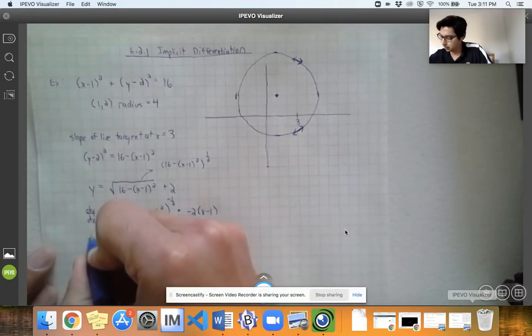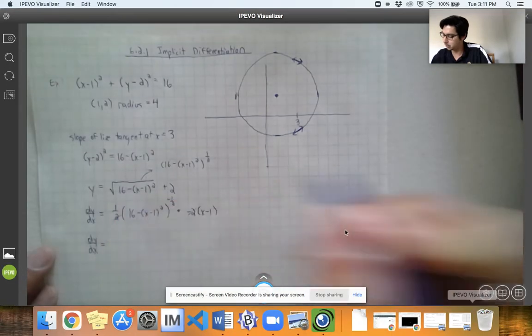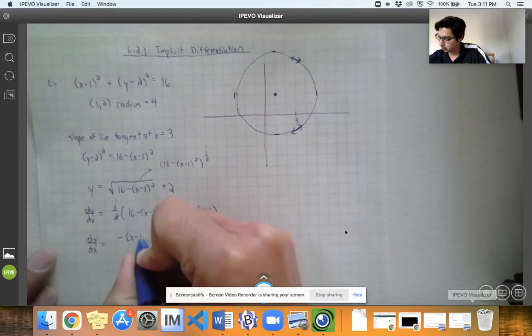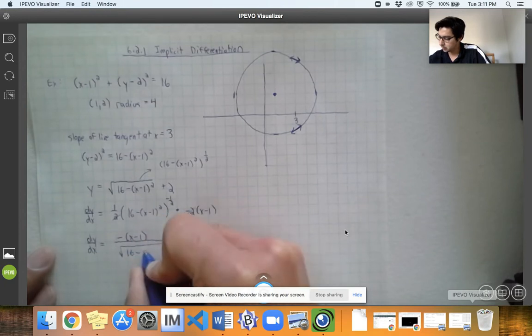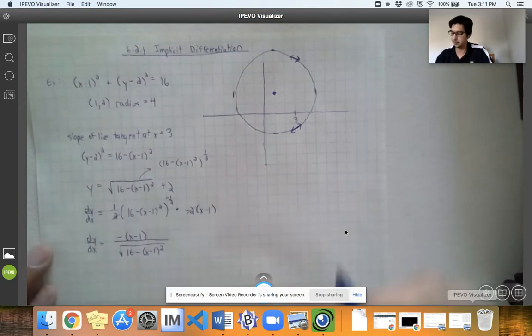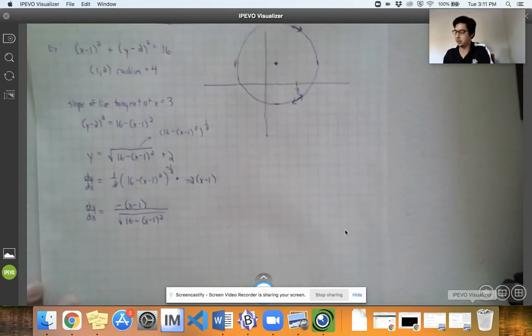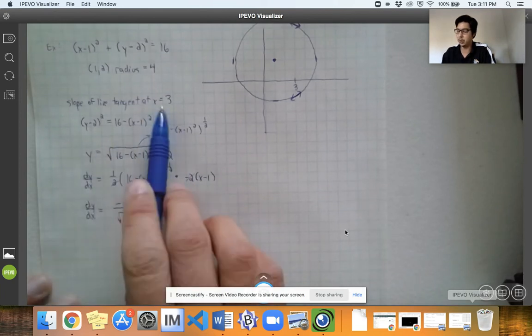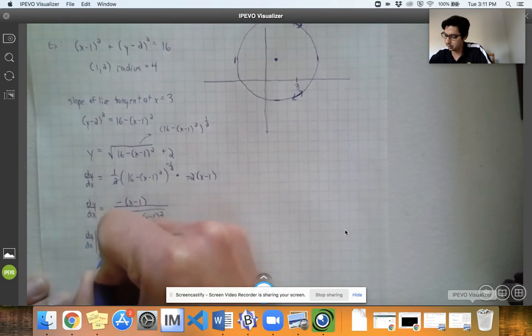So if we clean this up a little bit, the derivative is going to equal, the negative 2 and the 1/2 will go away, so we're going to get negative (x minus 1) over the square root of 16 minus (x minus 1) squared. Okay. And then from there, we have our derivative function. And notice we wanted to find the derivative at 3 was our problem. So then we did dy/dx at x equals 3.